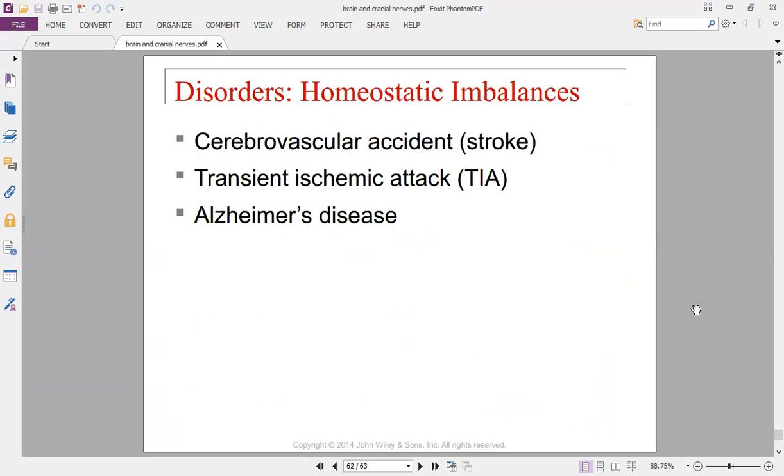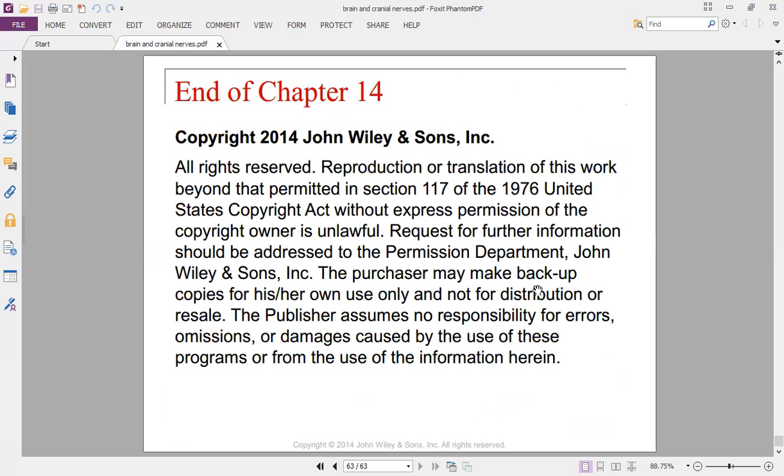Development of the nervous system and aging effects is not included in our course. So that pretty much is it for now.